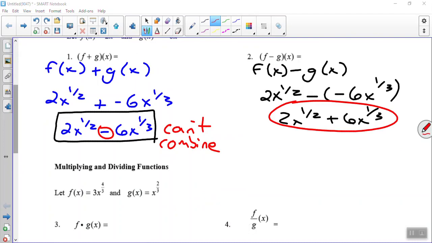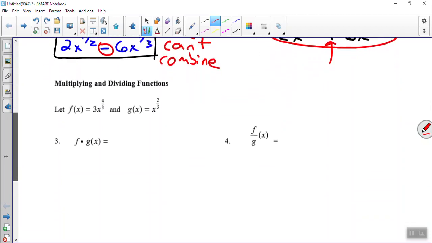All right, so the same idea. The only difference here is you need to distribute this negative. Make sure you get positive 6x to the 1/3. All right, that's addition and subtraction. Let's look at multiplying and dividing.